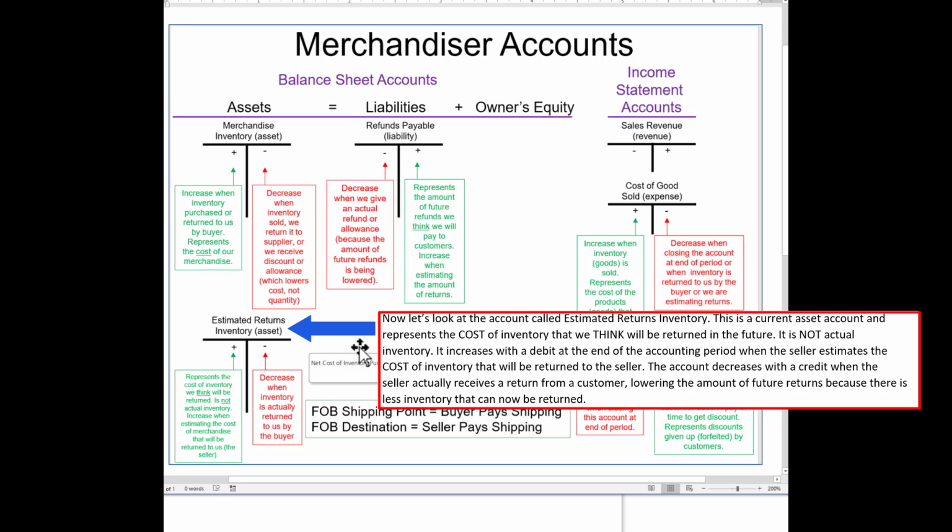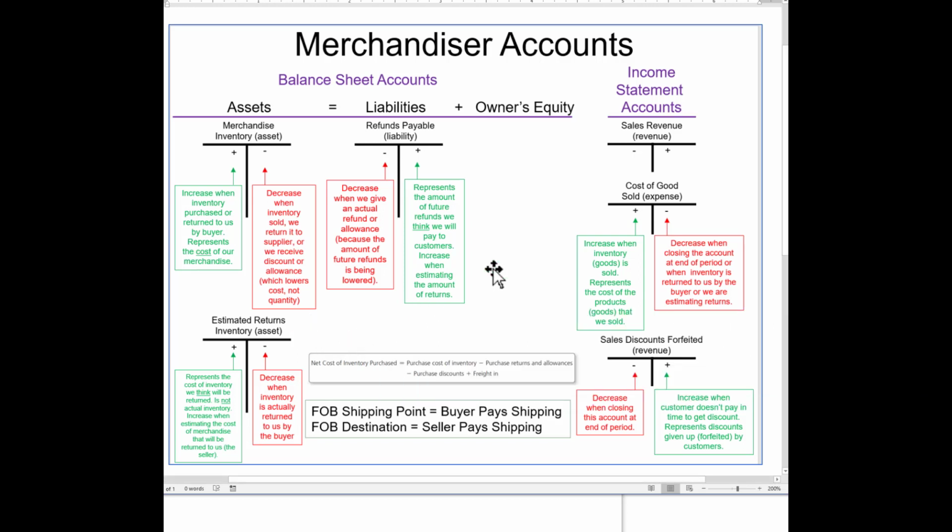Now let's look at estimated returns inventory. This is a current asset account and represents the cost of inventory that we think will be returned by our customers in the future. It is not actual inventory. The actual inventory is up here in merchandise inventory. So the estimated returns inventory account increases with a debit at the end of the accounting period when the seller estimates the cost of inventory that will be returned to the seller. The account decreases with a credit when the seller actually receives a return from a customer, lowering the amount of future returns because there is less inventory that can now be returned.